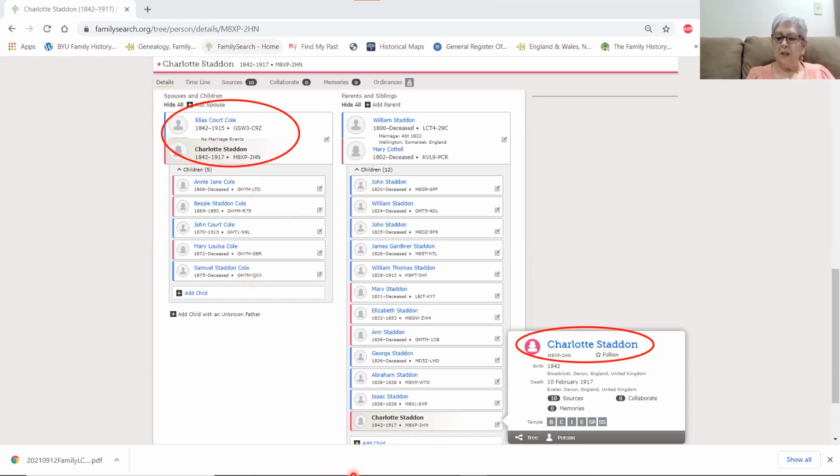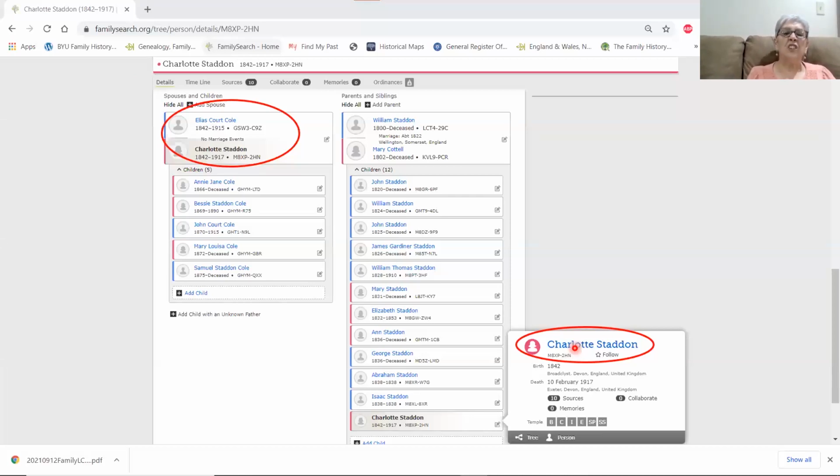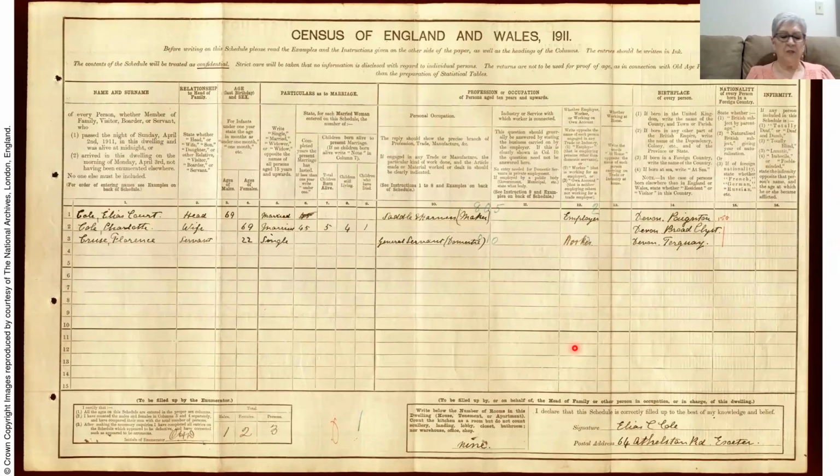This is confirmed, but I found Charlotte on the 1911 England census, which lists how many children they had, which is 5. How many have died? 1 has died, and 4 are still living. It also lists how many years they have been married, 45 years. So the 1911 census can be very useful if they live that long. So I still don't have the marriage date, however. If you notice, there's no marriage event. So I wanted to find that.